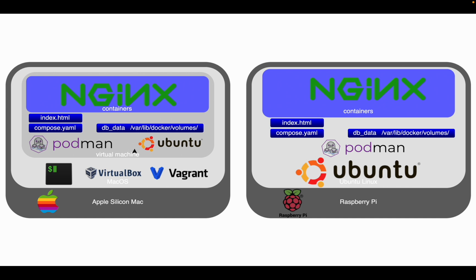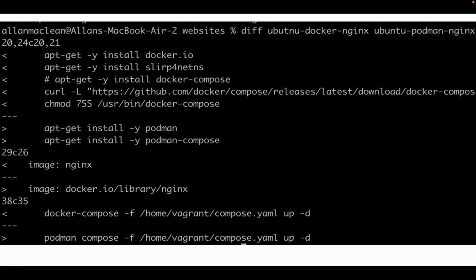Okay, so this time we're still going to have the Nginx web server, still going to have Ubuntu as the operating system, but we're going to switch to Podman rather than Docker. Docker has some license constraints and Podman has none.